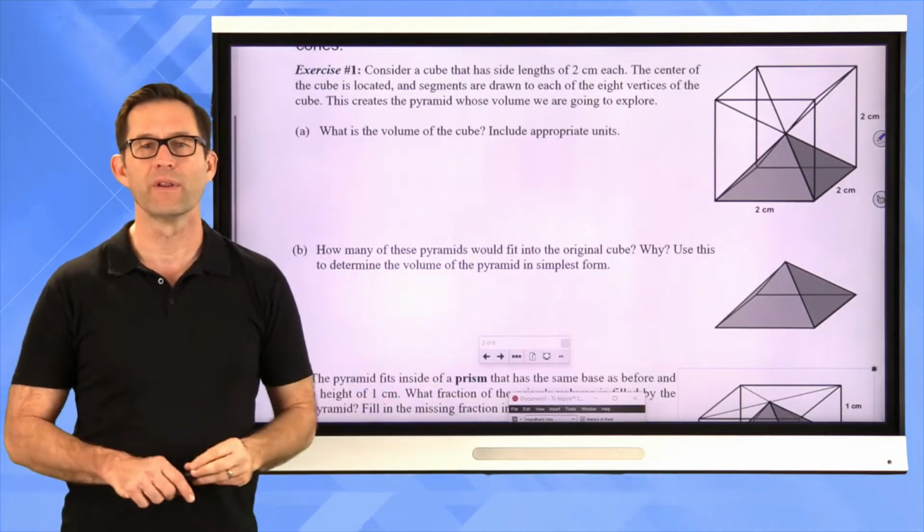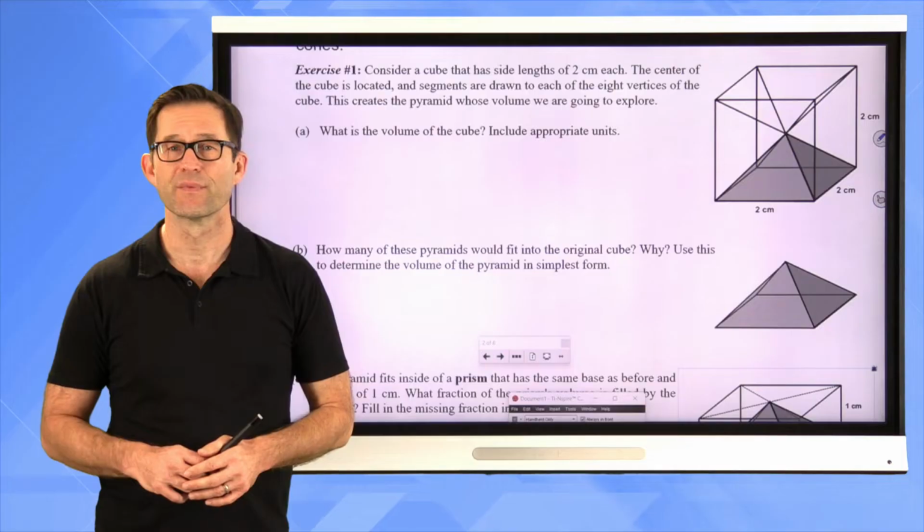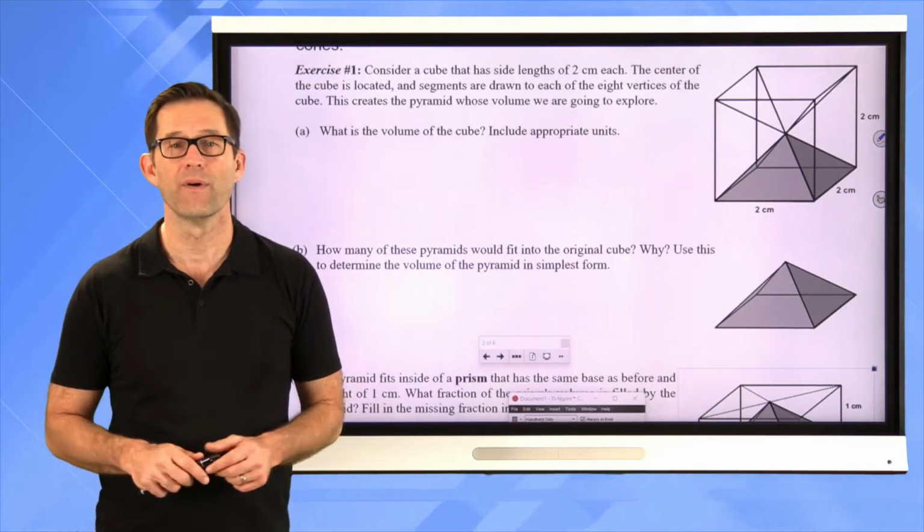So let's start off really easy in letter A. What is the volume of the cube? Include appropriate units. All right, this should be no issue. Why don't you go ahead and figure out the volume of the cube and then we'll move on from that.